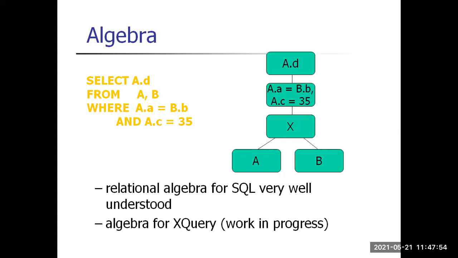So A and B are the tables, and we are getting the values A.A, B.B, and A.C equal to 35. These are the conditions, and we need to find A.D, which will be our result or output. So these are the tree-type diagram or structure.